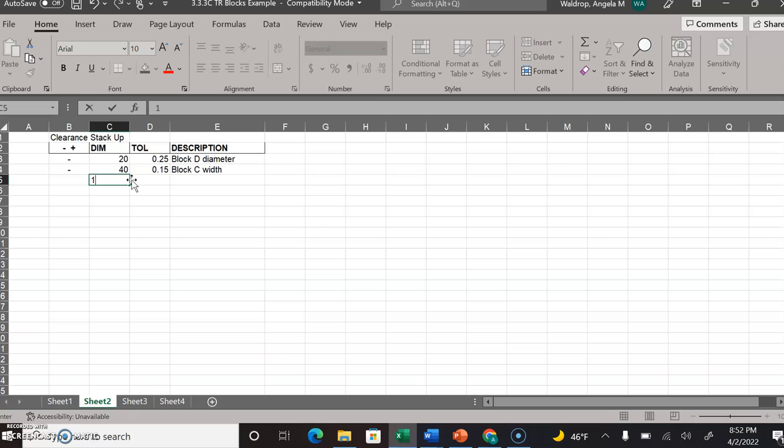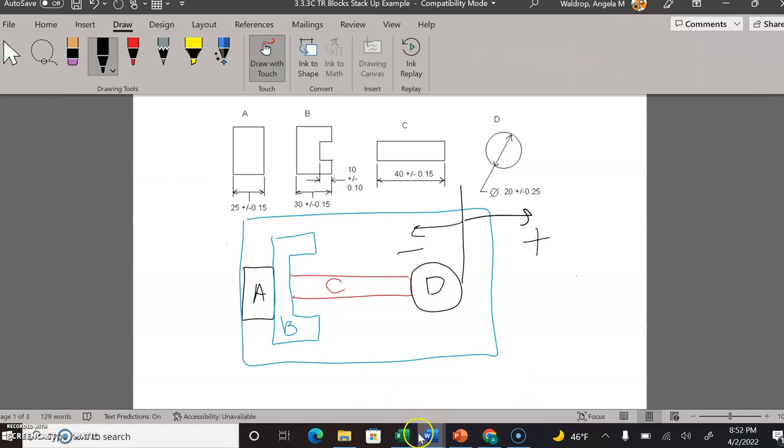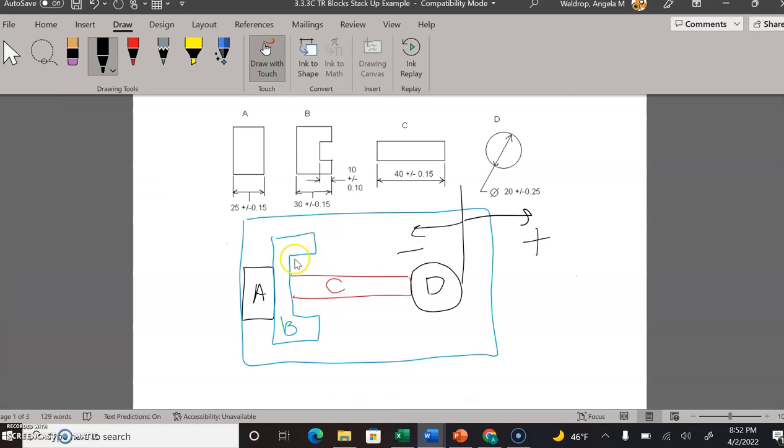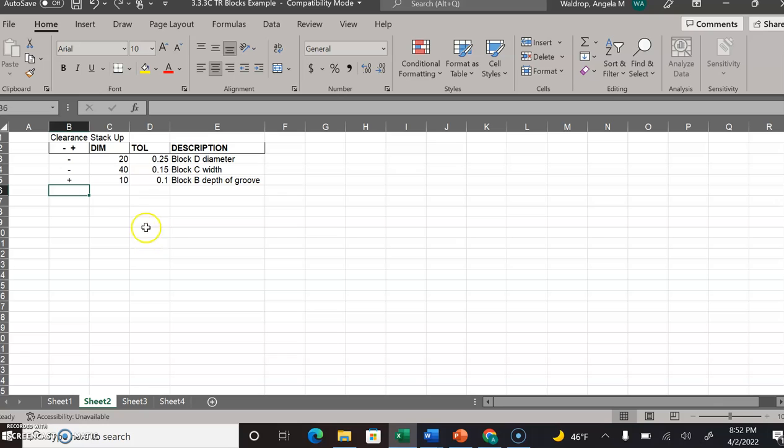So I'm going to go 10, and the tolerance is plus or minus 0.10. My description: block B, depth of groove. Now, since I'm going in the opposite direction, it's going to be a plus. Going back to the picture, I have to go from here to there, and now I can go backward in the negative direction with that 30 plus or minus 0.15.